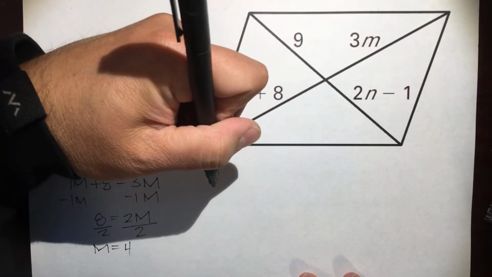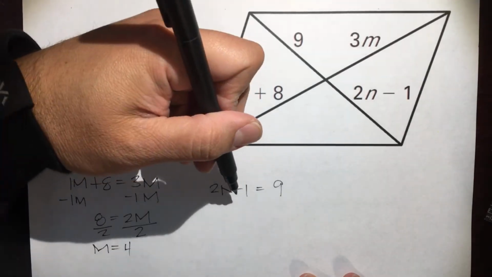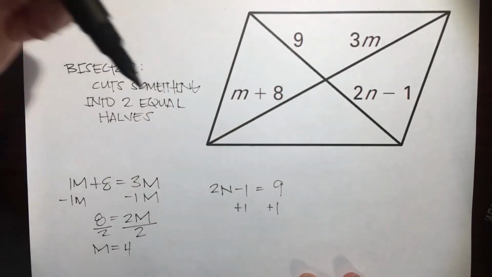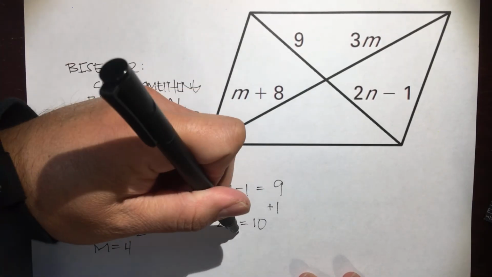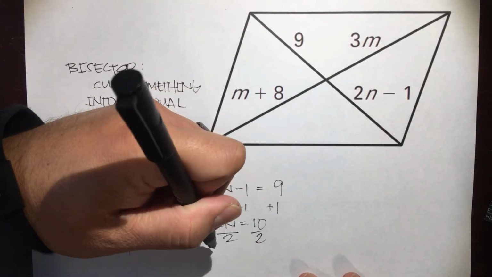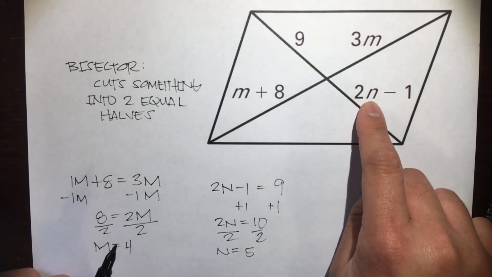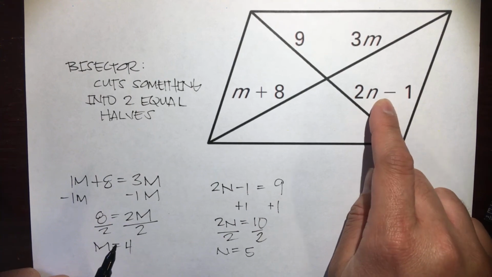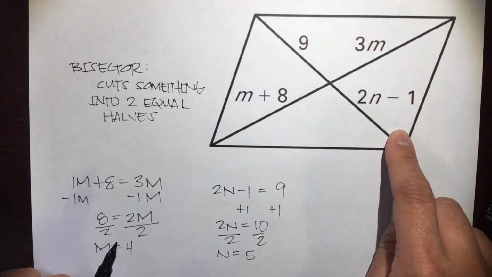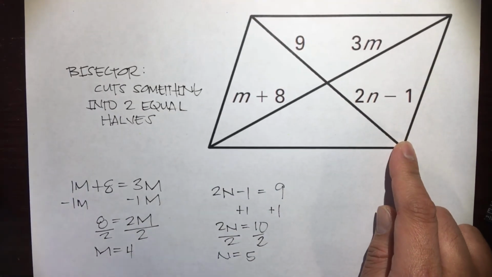Equal halves, so we're going to write 2n minus 1 is equal to 9. We're going to add the 1 to both sides. 2n is equal to 10. Divide both sides by 2, and n is equal to 5. So let's check it. If we plug this 5 into this n right here, 2 times 5 would be 10. 10 minus 1 would be 9. So this would be 9, this would be 9, equal halves. The entire length of this diagonal would be 18.